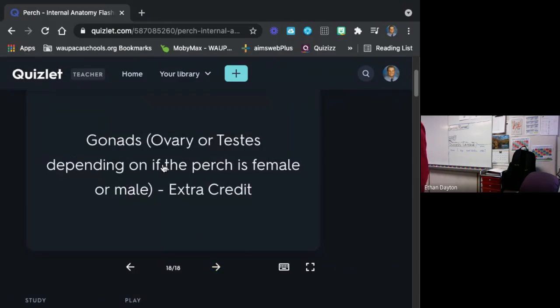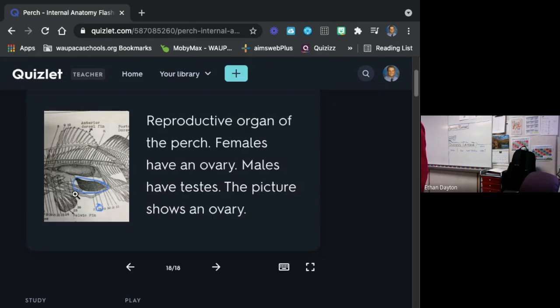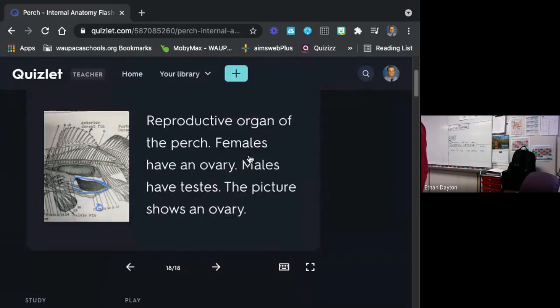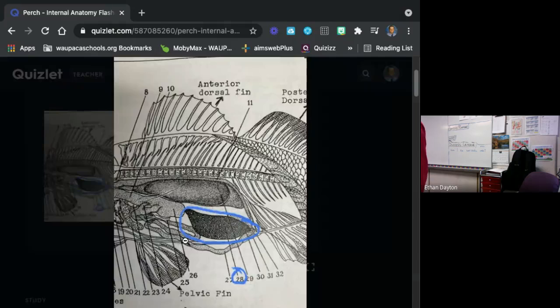And then finally, this is extra credit as well. This is the gonads, and we talked about that. Females have an ovary, which looks like this. It's big and looks like eggs on it, because it is. Males have testes. This picture shows an ovary. Okay, that's your quick review.